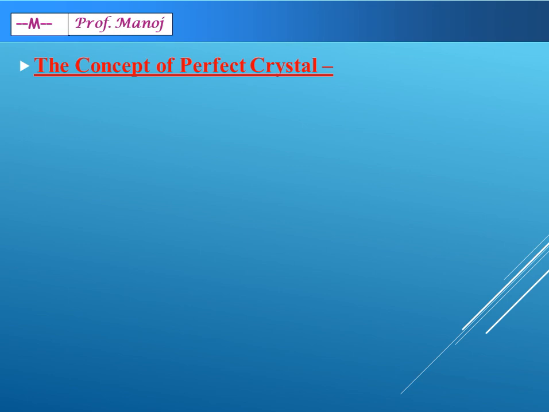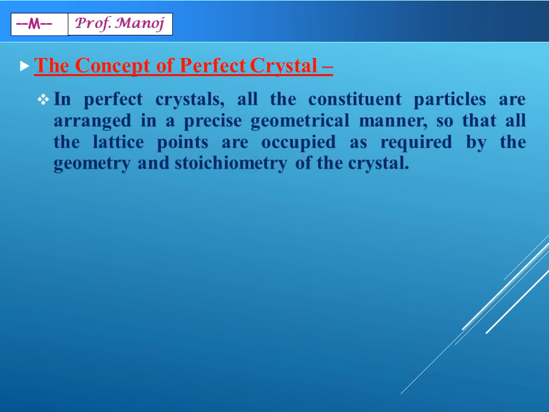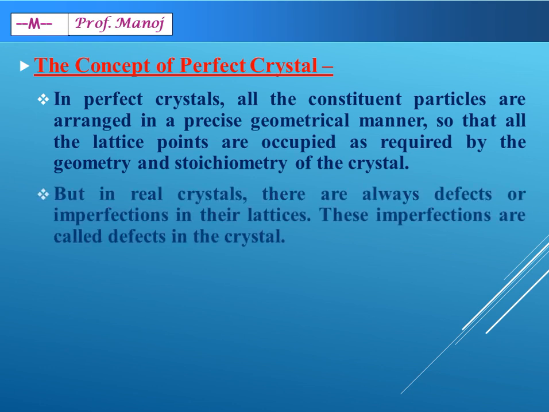We have studied so far a structure of a crystal lattice and unit cell. All the pictures or models we had studied were all called a perfect crystal. Now in a perfect crystal, all the constituent particles, that means atoms, ions or molecules, are arranged in a precise geometrical manner. That means every lattice point is occupied perfectly and there is a perfect stoichiometry and geometry in the crystal.